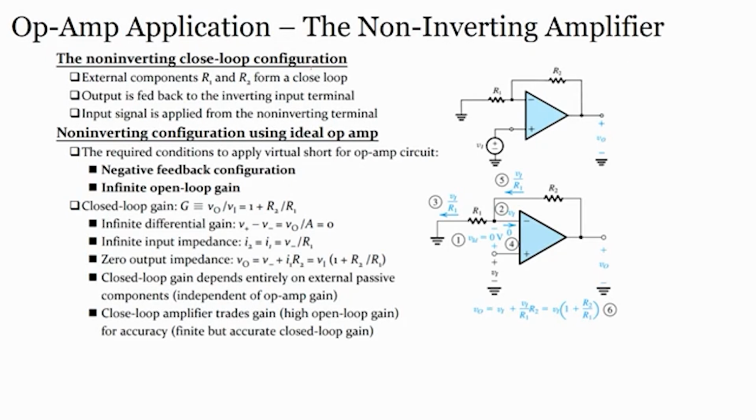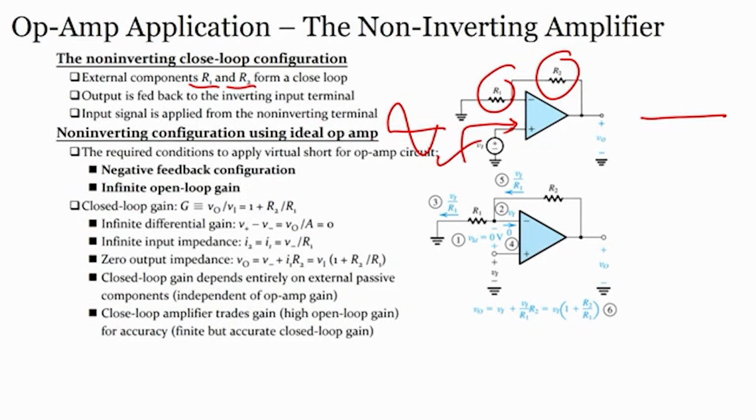So, non-inverting amplifier, closed loop configuration, external components R1 and R2, which we have also used in the inverting amplifier. This is a non-inverting amplifier, that means the signal will go to the non-inverting terminal, and whatever signal we are giving here, we have to check the output. The output voltage is fed back to the inverting terminal, and the input signal is applied at the non-inverting terminal. This is the non-inverting amplifier configuration using an ideal op amp.